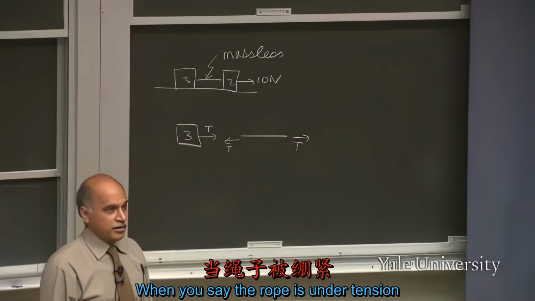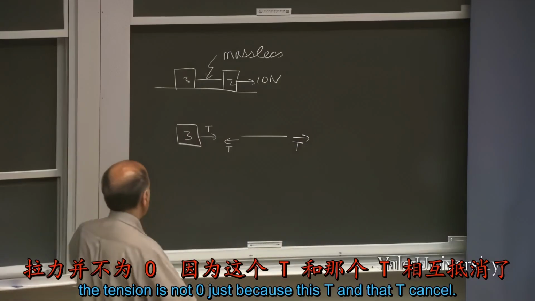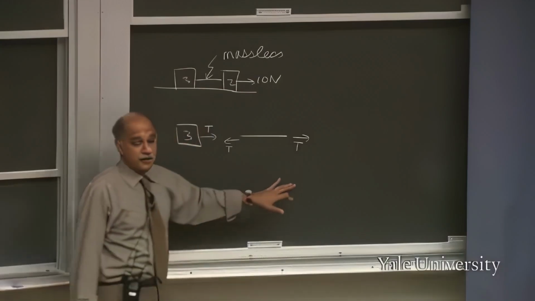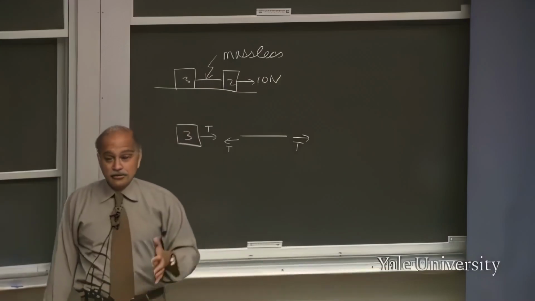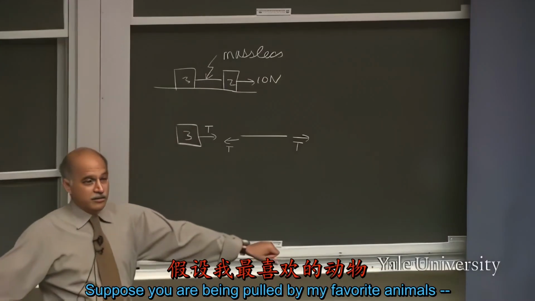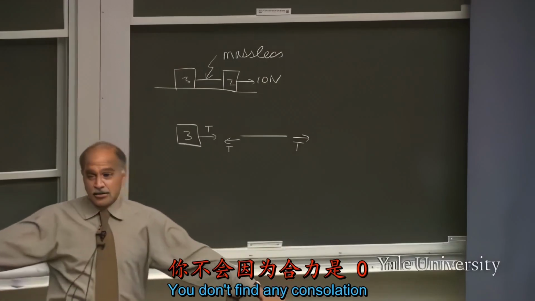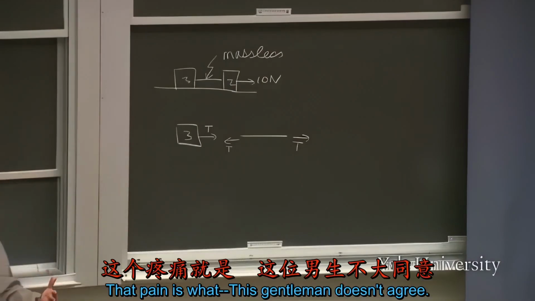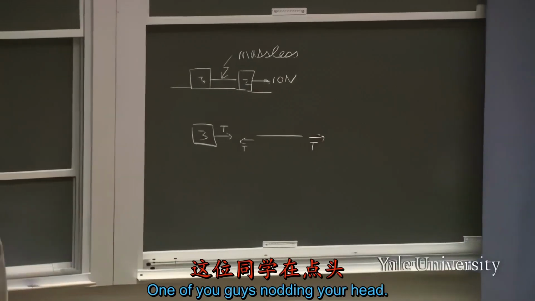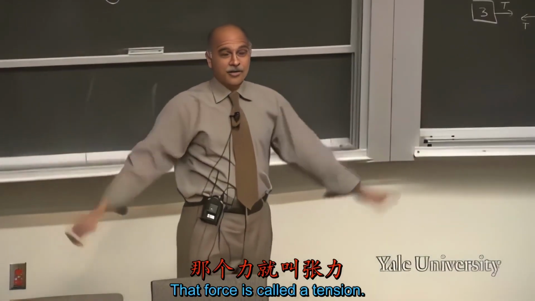So when you say the rope is under tension, it is being pulled from both sides by a certain force. The tension is not 0 just because this T and that T cancel. It's true the net force is 0, but that doesn't mean you can ignore it, right? Suppose you're being pulled by my favorite animals, the elephants, from both sides by equal force. You don't find any consolation in the fact that these forces add up to 0, right? You feel the pain. That pain is what this gentleman doesn't agree with. One of you guys is nodding your head. You feel the pain, you agree? Okay.